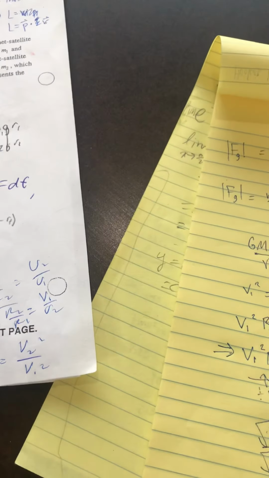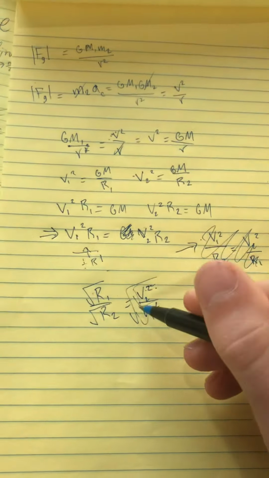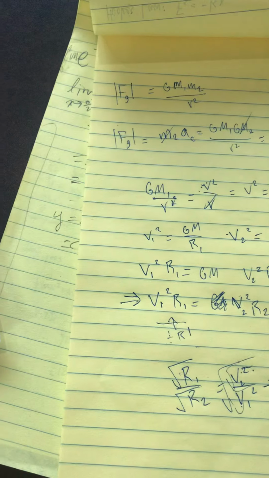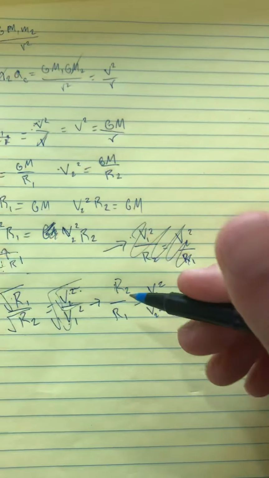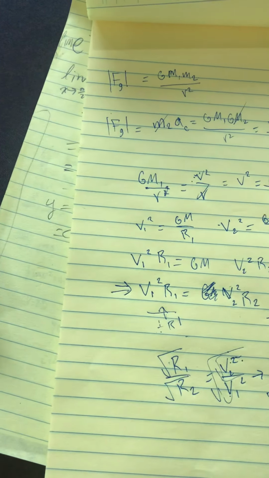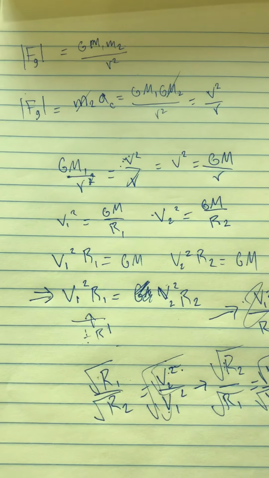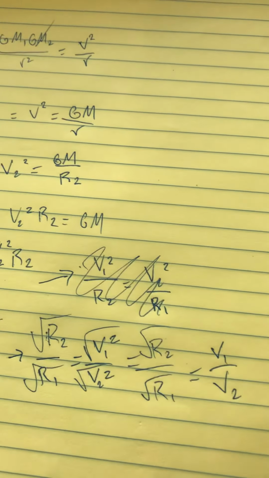So the answer is gonna be, oops, I forgot to flip this, so we can just reverse these. So it's gonna be R2 over R1 equals V1 squared over V2 squared. So we take the square root of each side, right? Then we finish with square root of R2 over square root of R1 equals V1 over V2. And that's the ratio of V1 to V2, which gives us root R2 over root R1, which is answer A.